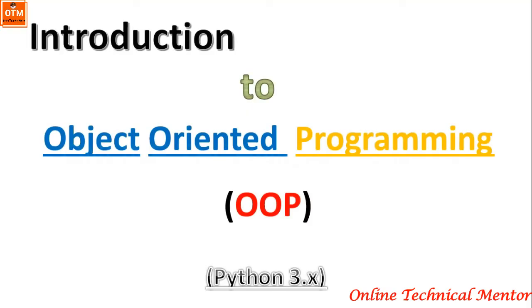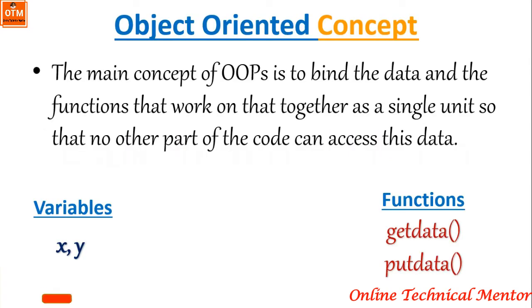In this video, we will learn about object-oriented programming concept. The main concept of object-oriented programming, in short it is called OOP, is to bind the data and the function that work on that together as a single unit so that no other part of the code can access this data. Look at the example below.